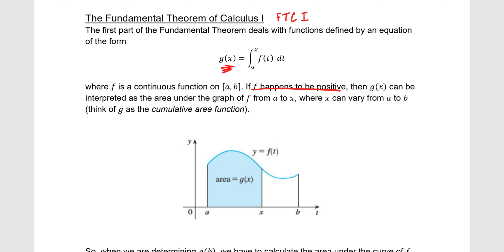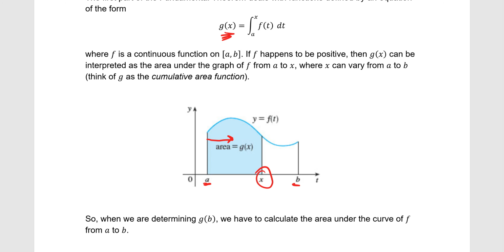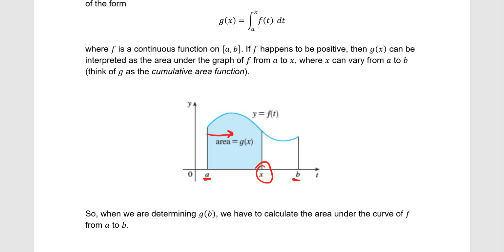And the x can vary from a to b. So I recommend thinking about that function g of x as a cumulative area function, meaning it's the area from the left all the way to some value x on the interval a to b. So this little graph right here is a pretty good representation of what we're actually doing. We can see that we have this curve f of t, and g of x, which is the integral from a to x of f of t dt, is going to be the area underneath the curve from a to x.